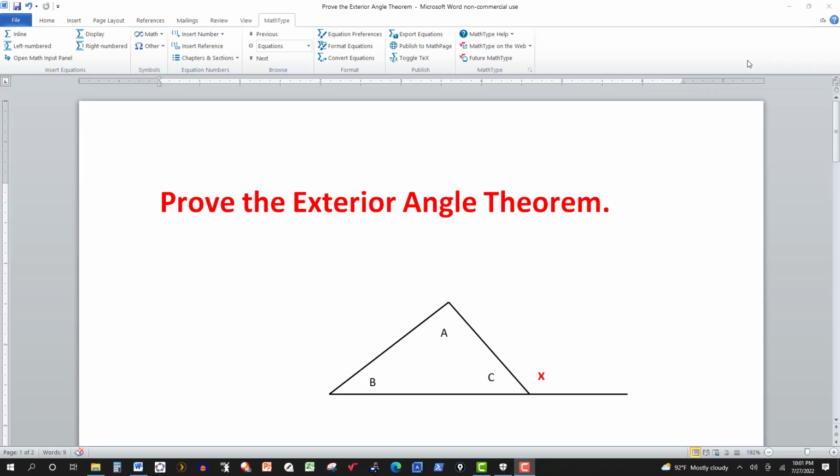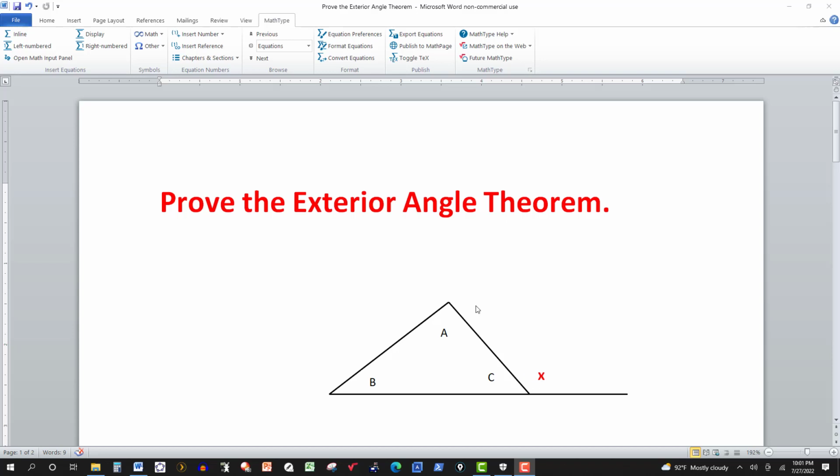Whether you're taking 8th grade geometry or geometry in high school or college, there's two theorems that come up quite a bit that you use to solve other problems or prove other theorems. Proving that the sum of the interior angles of a triangle add up to 180. And the other one is this theorem right here, the exterior angle theorem. So basically it tells you this.